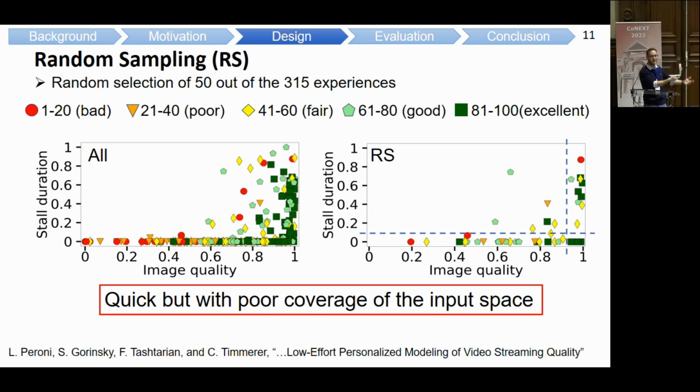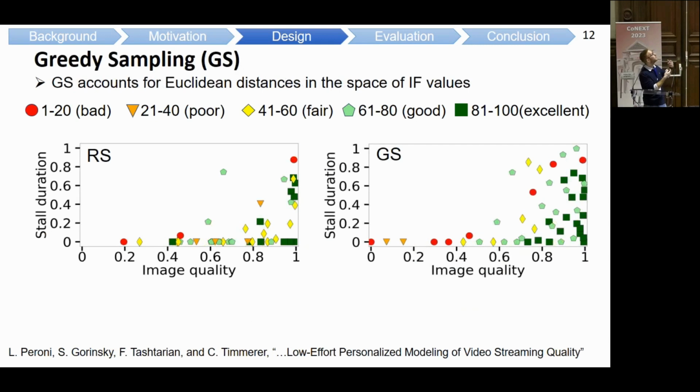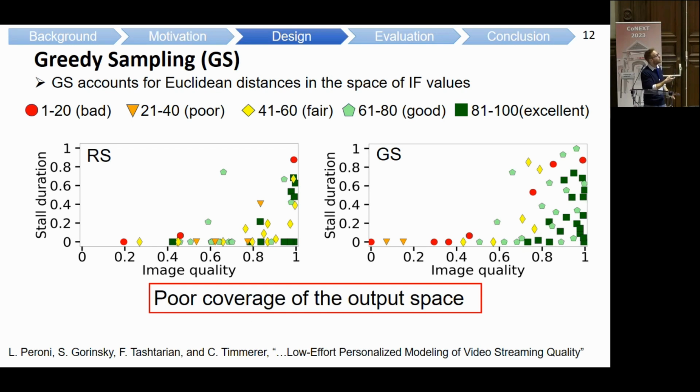How can we slightly improve this? We can use greedy sampling. In greedy sampling, distances in the influence factor space are taken into account. And so we can see that this is better in terms of coverage of the input space, but it has another problem. It is biased towards high scores because, as you can see, the green points are the majority. So in this case, we have a poor coverage of the output space, which is the score space.